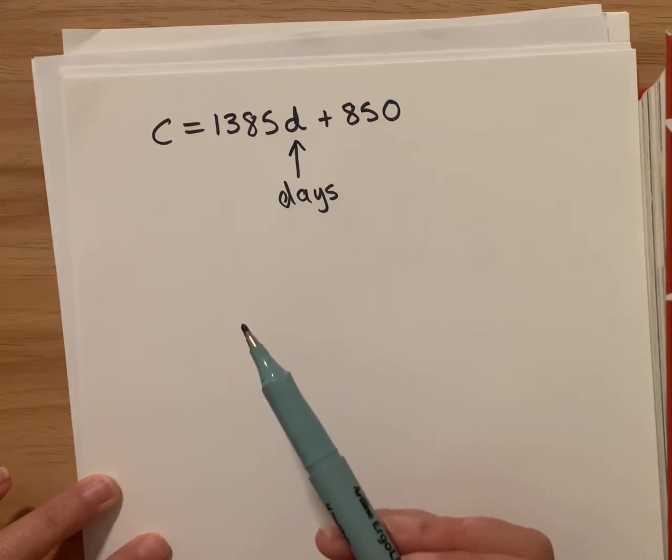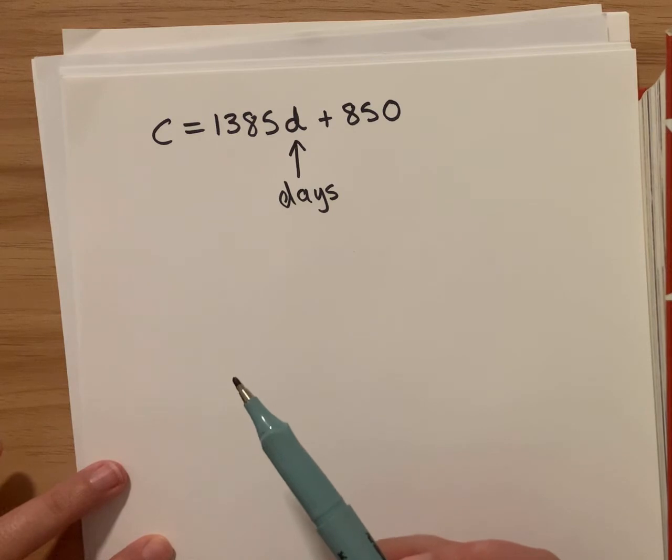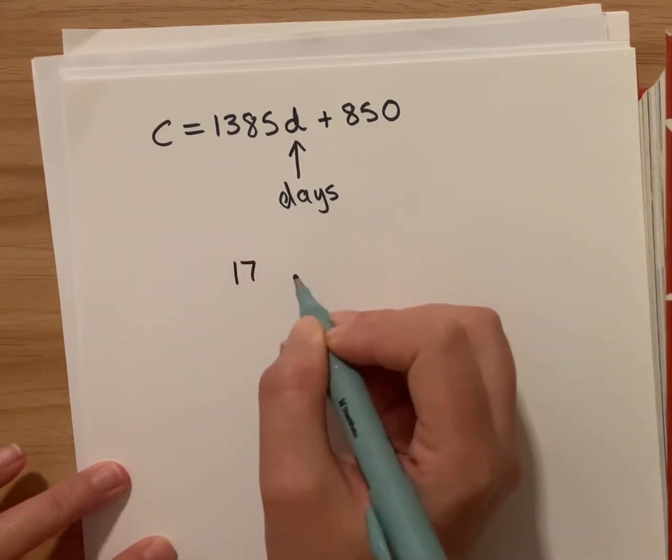So what is the total cost of hiring a bobcat for 17 days and 7 hours? All right, so we just said we can't do a fraction. We can't do 17 days, 7 hours.